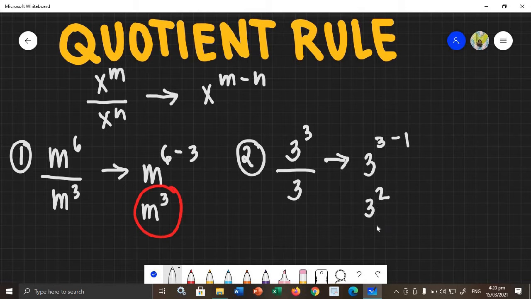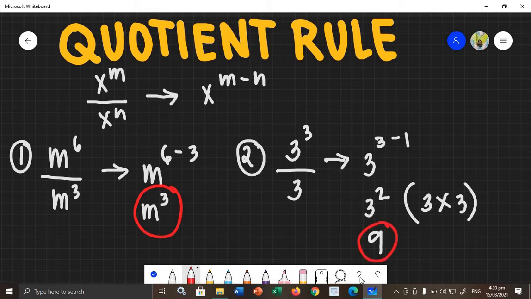As you can see here, our base is a number, so we need to simplify this further. 3 squared, or 3 raised to the 2nd power, is simply 3 times 3, and that will be equal to 9. And that is your answer.